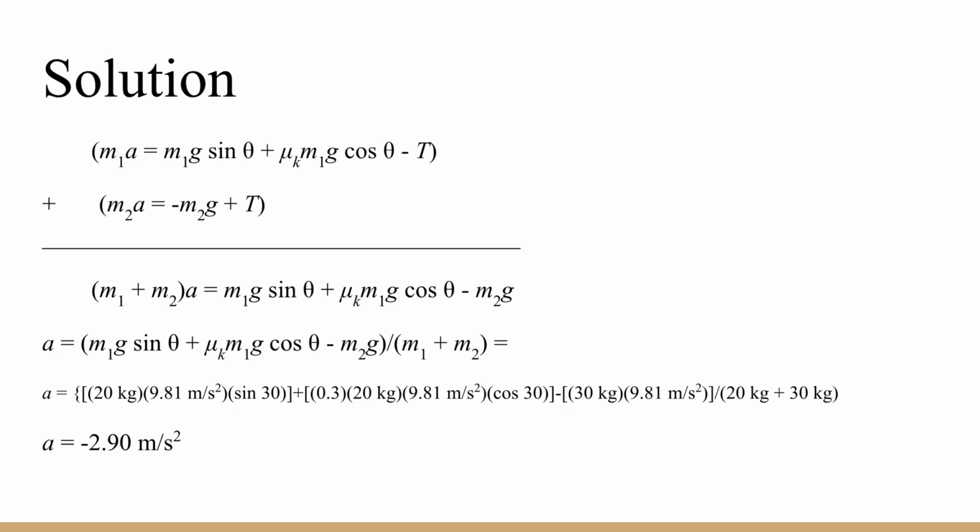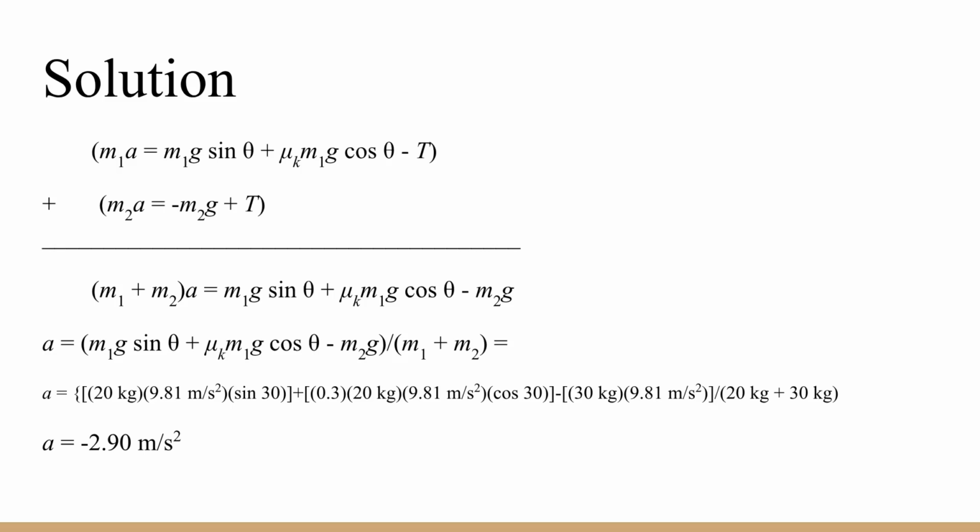We have our second equation for M2, a little less complicated. It's just negative M2G plus T. Now, it's a system, and you can easily eliminate T. So plus T minus T, they both go away, and we end up with M1 plus M2 times A equals M1G sine theta plus mu K M1G cosine theta minus M2G. If you don't know what we did, we just added these two equations together. M1A plus M2A, we could just factor out A, and that's how we got M1 plus M2 times A.